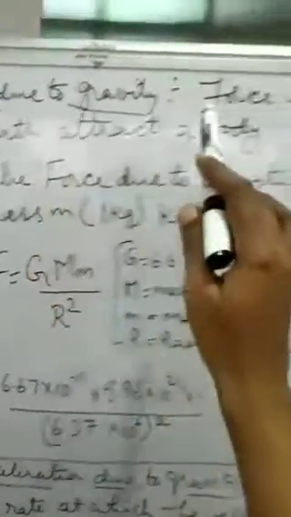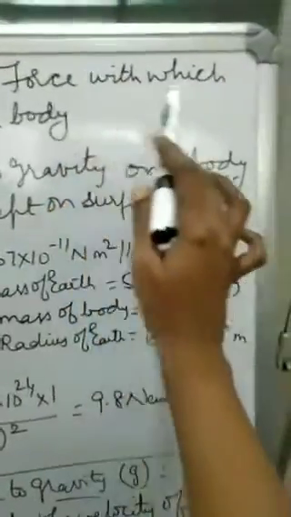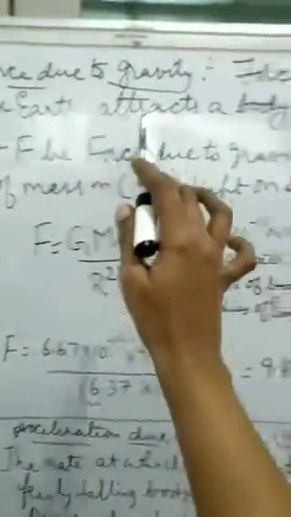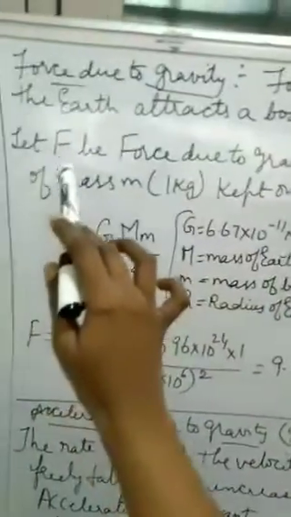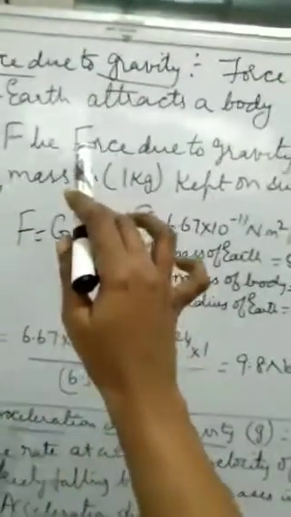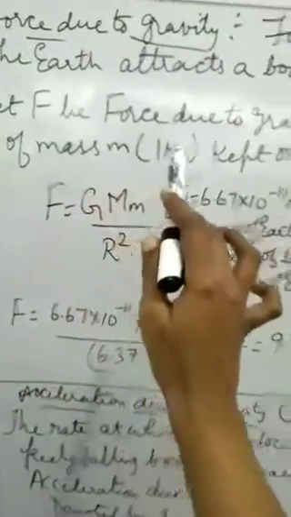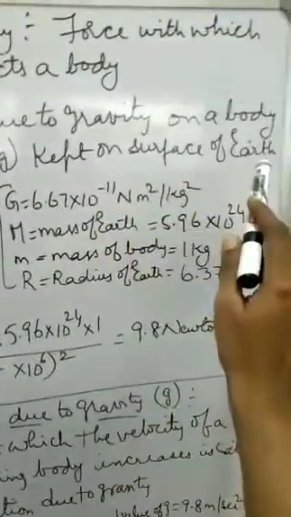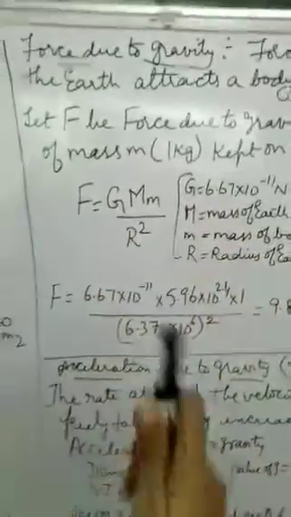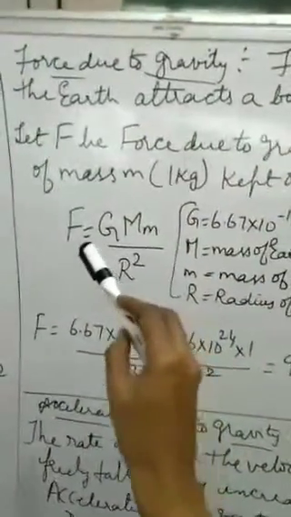Concept: force due to gravity. What is that force? The force with which the earth attracts any other body. For example, let us take the force due to gravity on a body whose mass is 1 kg, kept on the surface of the earth. Now let us see how that force due to gravity acts on that particular body.